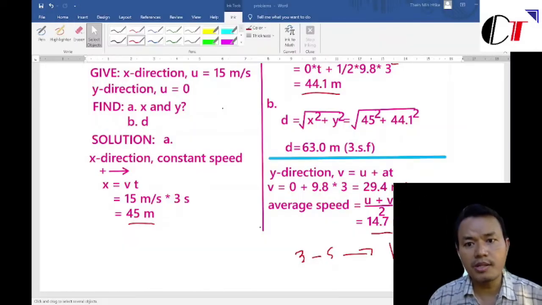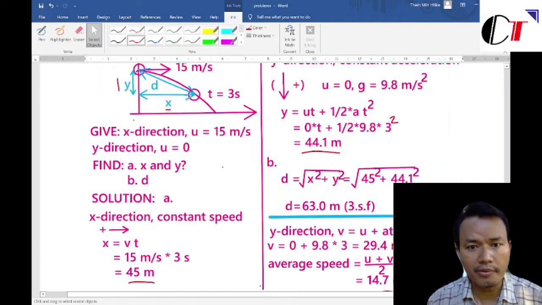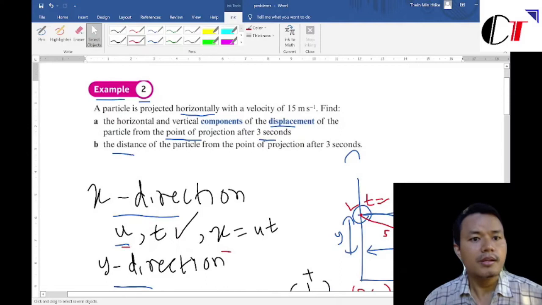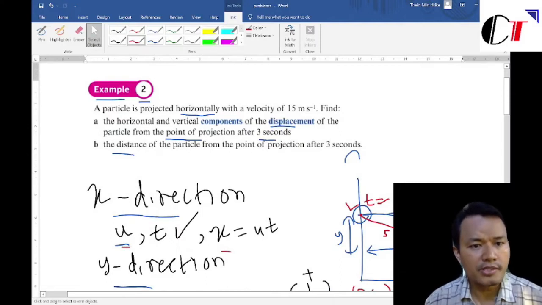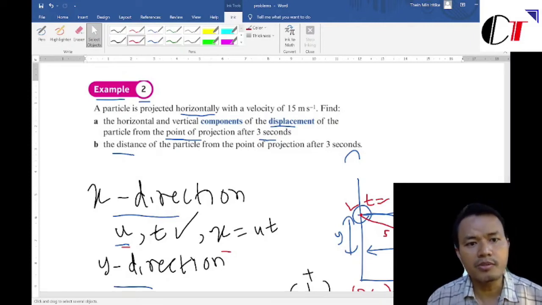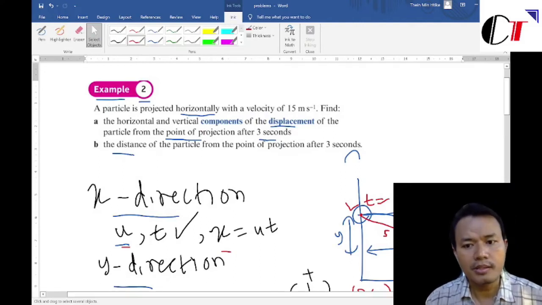And now today let's look at the problem that we are covering in this video. So let's just try to read the problem first. A particle is projected horizontally with a velocity of 15 meters per second. So your object is projected just horizontally, so this means the initial velocity in the x direction is 15 meters per second, and the y direction is 0 because it is just projected horizontally.